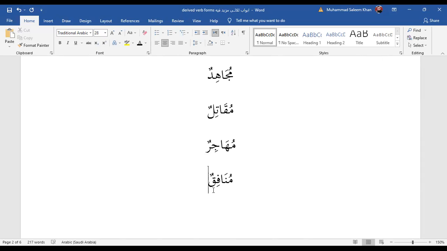Similarly, from qatala yuqatilu, the doer will be muqatilun, the one who fights. And then we have hajara yuhajiru, and muhajirun. Muhajirun is the person who immigrates. And then we have nafaqa yunafiqu munafaqatan, is the person, munafiq is the person who displays hypocrisy, or we call hypocrite. Yes.